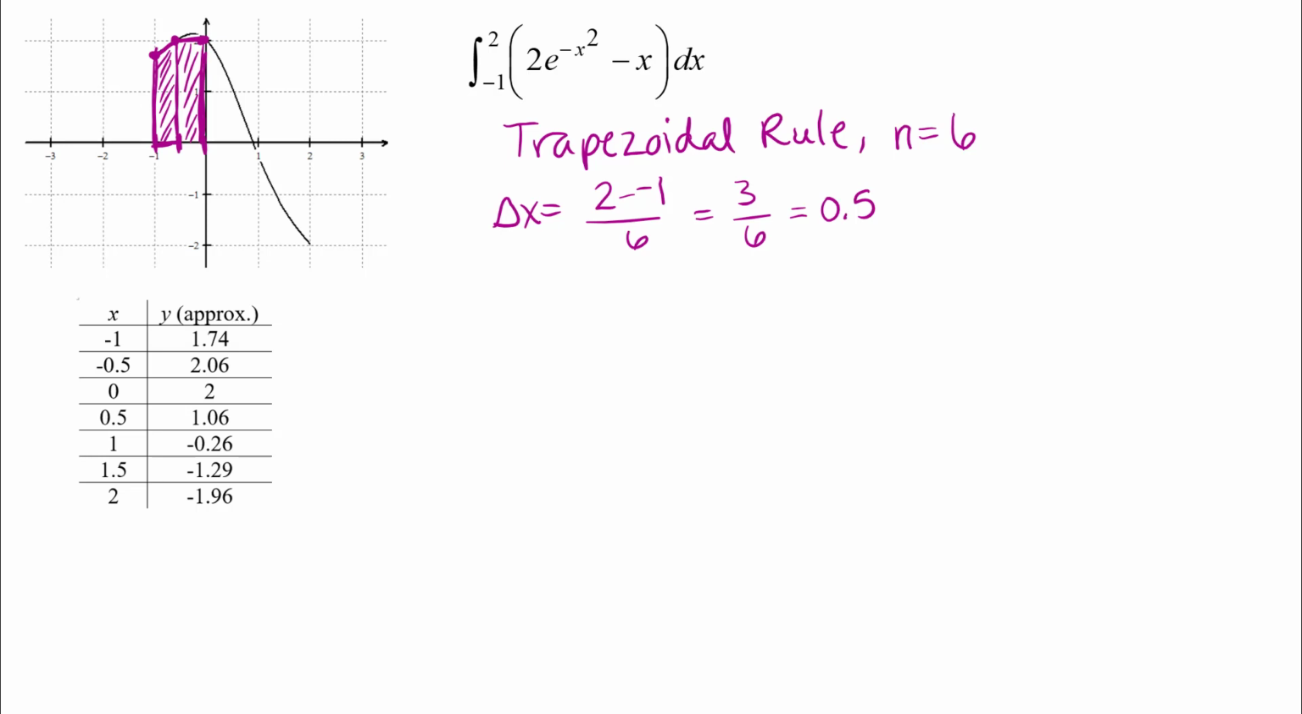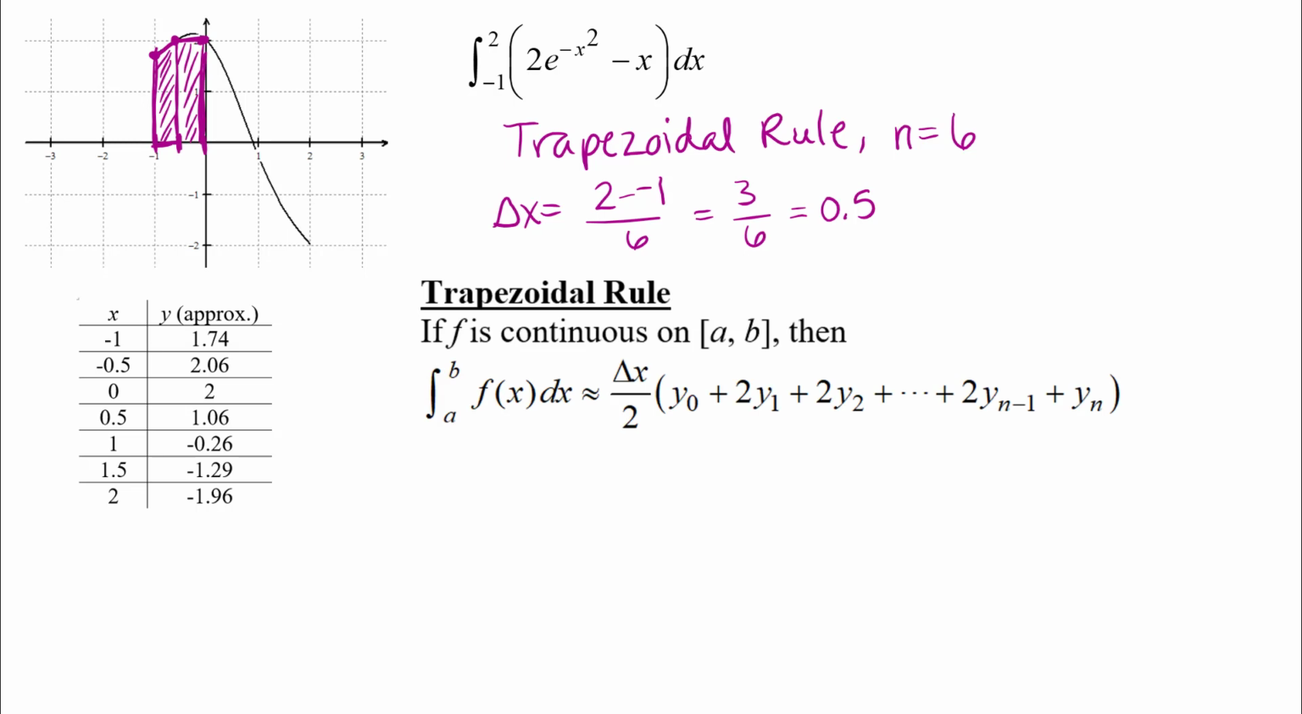So, alright, one thing that you need to do is either remember the area formula for a trapezoid or the formula for trapezoidal rule, which is in our textbook. Okay, so I've pasted here the formula for trapezoidal rule as it's typed in your textbook. And so we've got our delta x. We know that's going to be 0.5, and we're going to divide by 2. These y values in this formula are going to be the y values that are in my table. So my y0 would be my leftmost endpoint. That's going to be 1.74. My next y value is going to be 2.06.